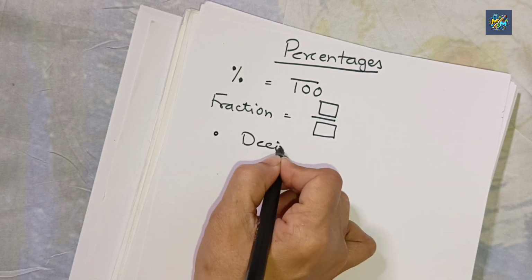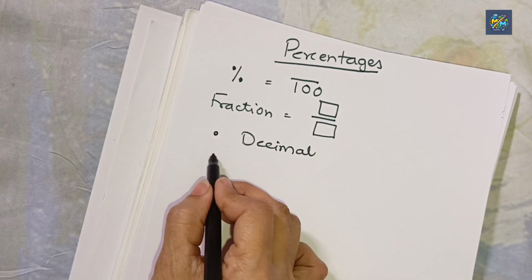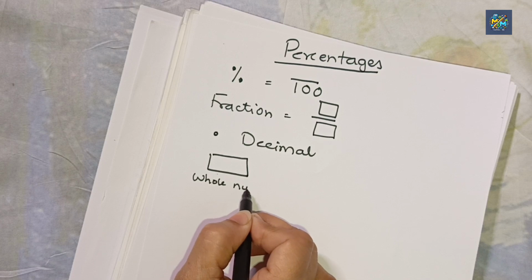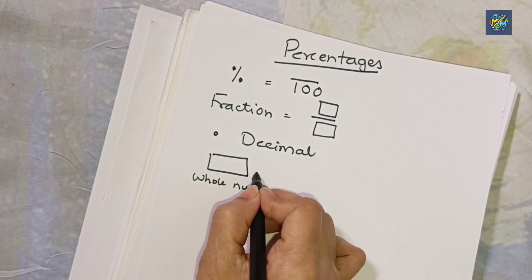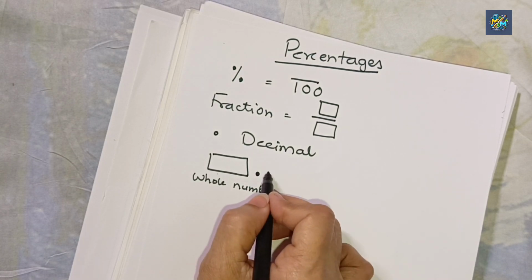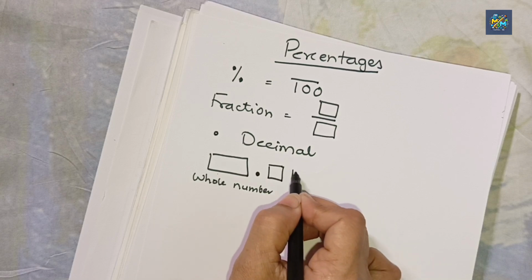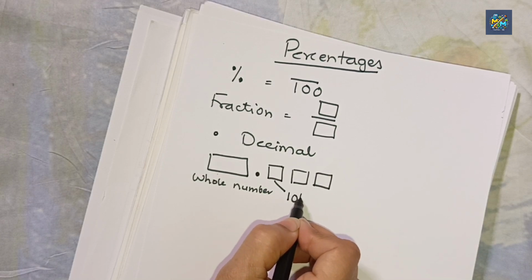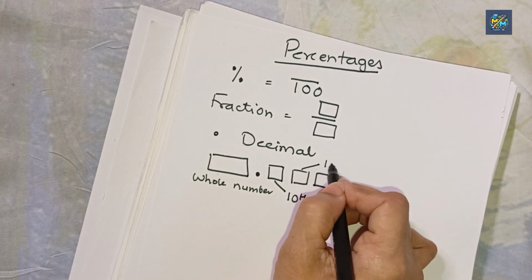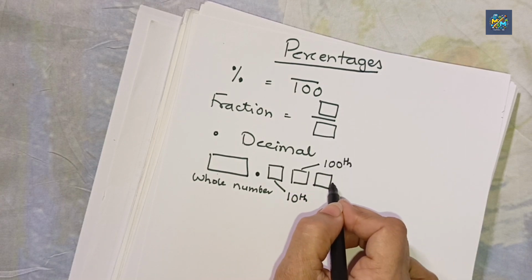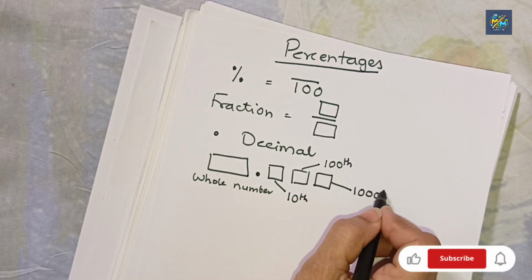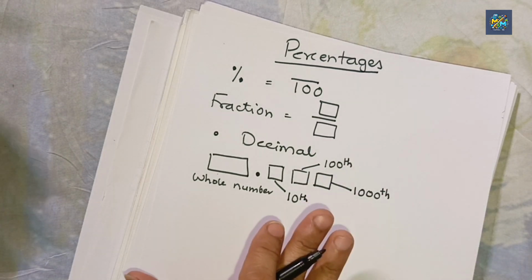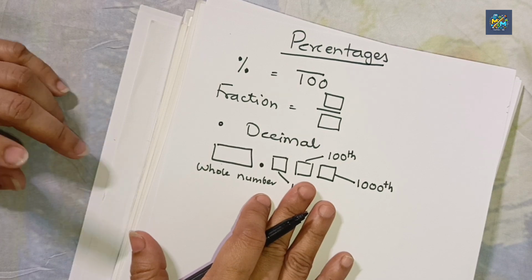What is the meaning of decimal? We all know. If this is a number, this will be a whole number, and here is the decimal point, and after the decimal point there are numbers. This place is considered as the tenth, this place will be considered as the hundredth, and this place will be considered as the thousandth, and so on. It can be 10,000 and so on. So now here I am having a question.